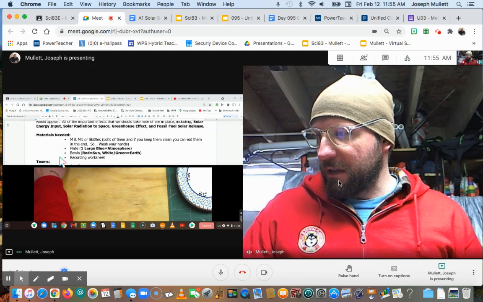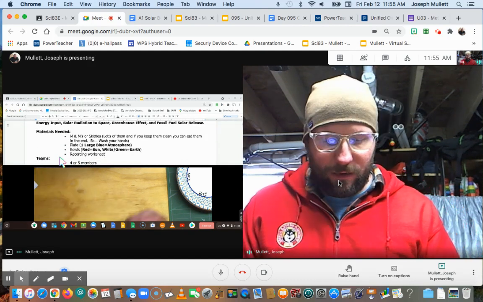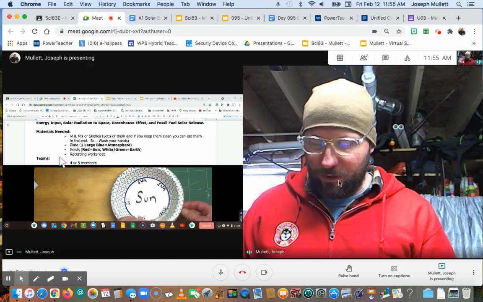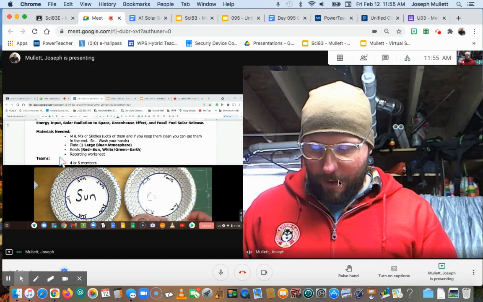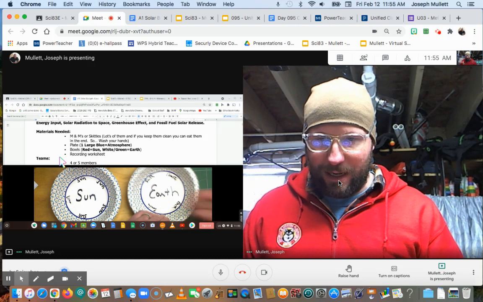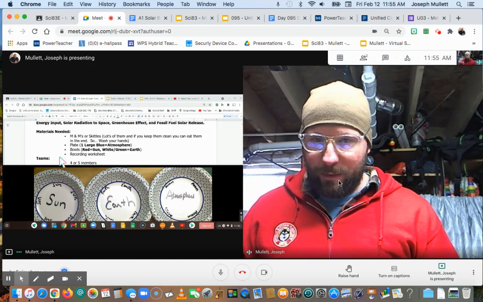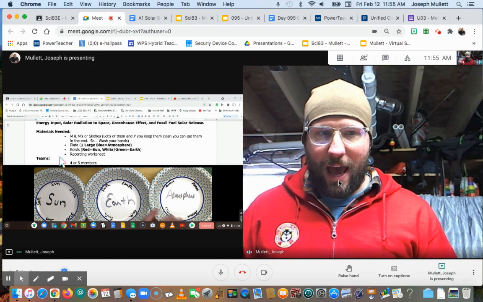You're going to notice here materials needed. It talks about M&Ms and Skittles. You're also going to need a couple of bowls. I chose to use bowls. You can use Tupperware bins, anything that you can use to collect your things, whether it's Skittles, M&Ms, and so forth. I've got one labeled as the sun, one as the earth, and one as the atmosphere.